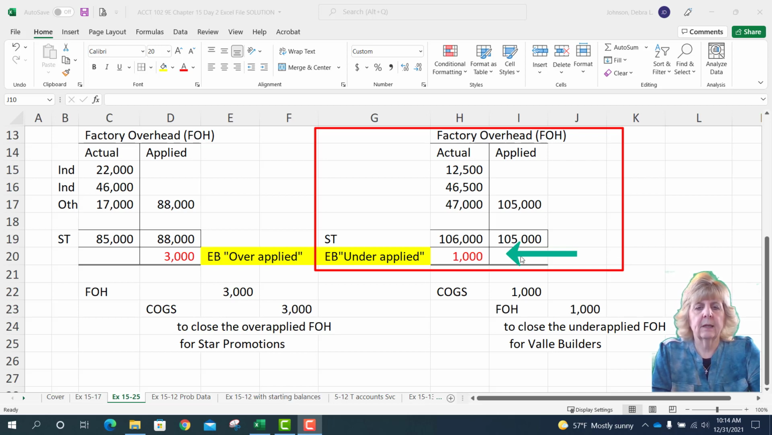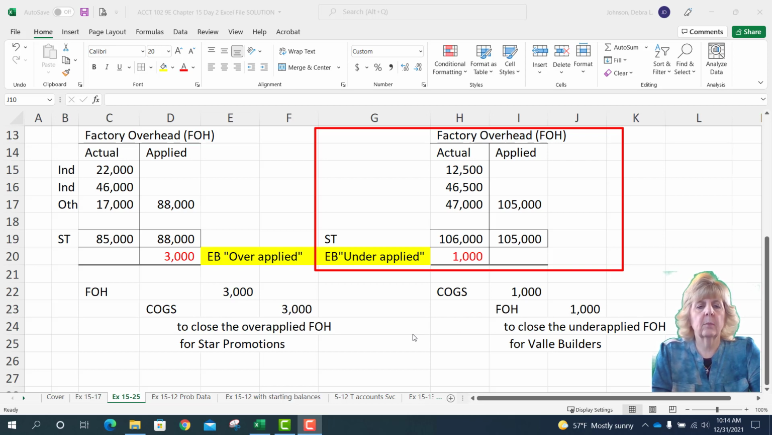So in this case, because there is a debit balance in factory overhead, we would do the opposite, which means we would make factory overhead go down with the $1,000 credit, and the offset would be a debit to cost of goods sold. That means that we would be increasing our expense because there wasn't quite enough overhead charged out.